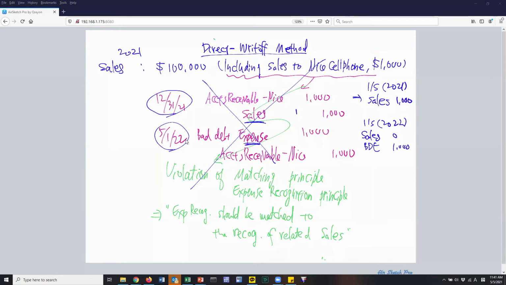Then, what is the allowed method? The allowed method is called the allowance method. Under the allowance method, what was the setting? Maybe it would be better for me to write down both the allowance method and the direct write-off method on one screen so that you can make a good comparison.